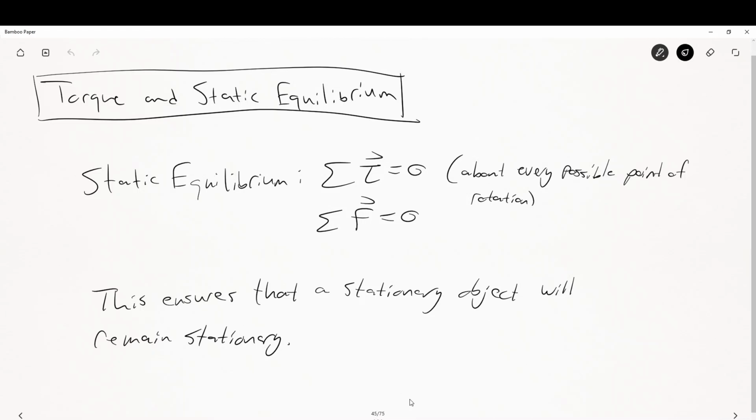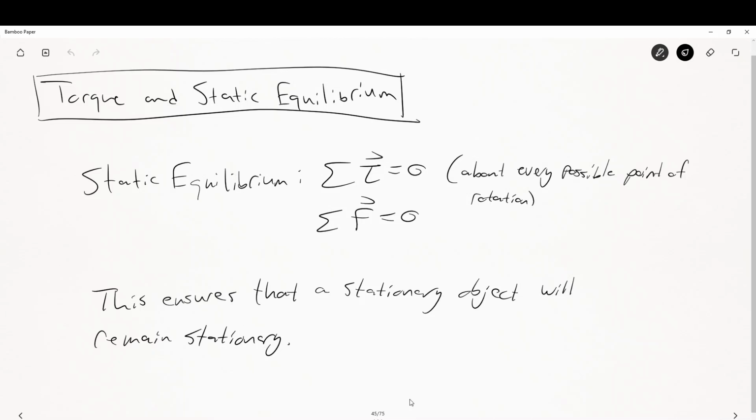Okay, so torque and static equilibrium. Static equilibrium is a situation where the total torque on a system is zero and the total force acting on the system is zero. In other words, the net torque and net force are zero.